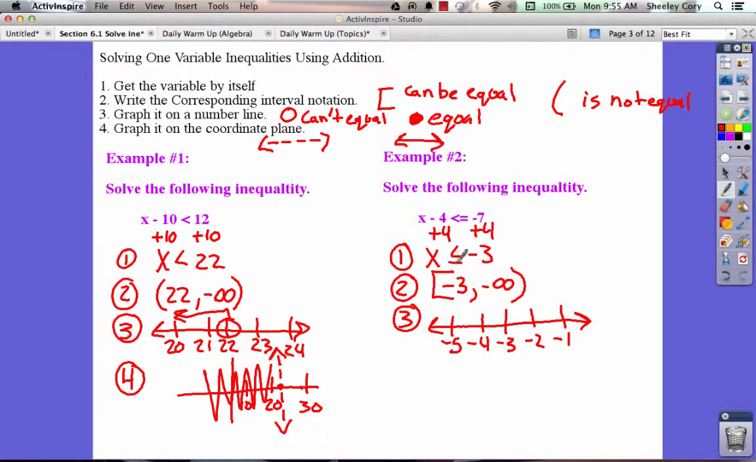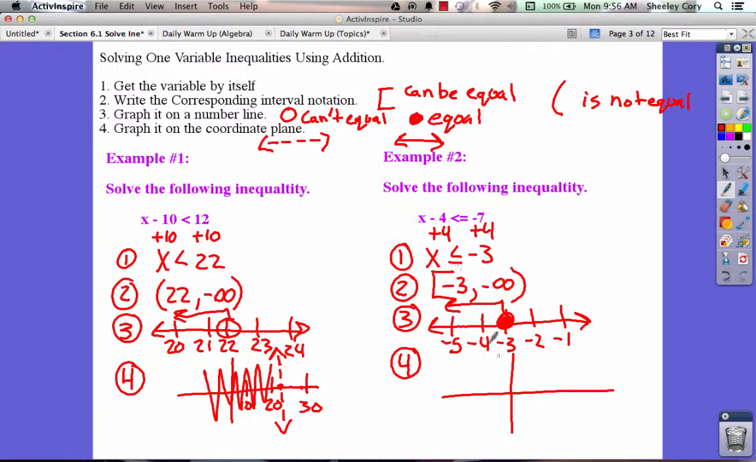Because it can be equal, I'm going to use a closed dot. And it's less than negative 3, so I have to go toward the more negative numbers. So I graphed it on the number line. And then finally, I'm going to graph using the coordinate plane. So I draw the coordinate plane.